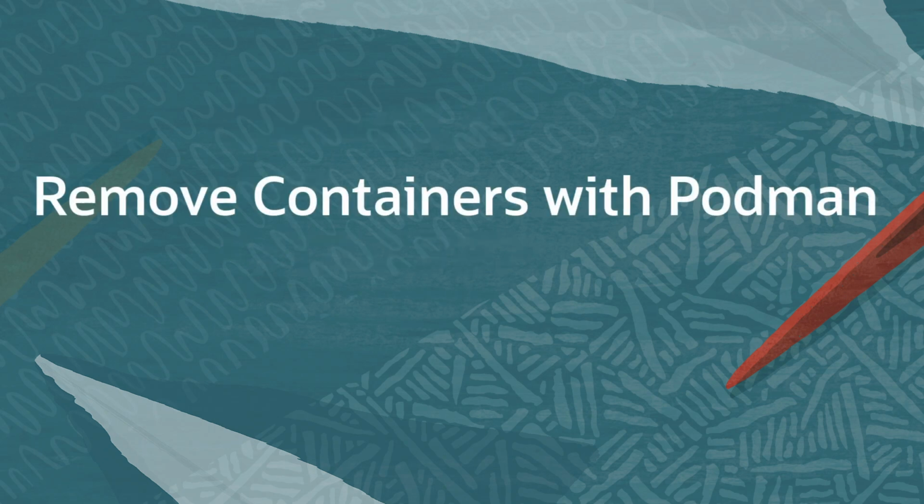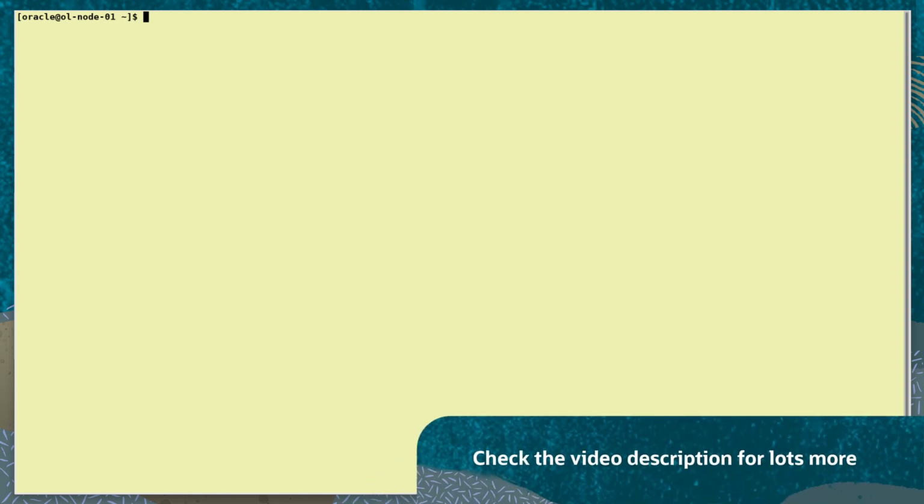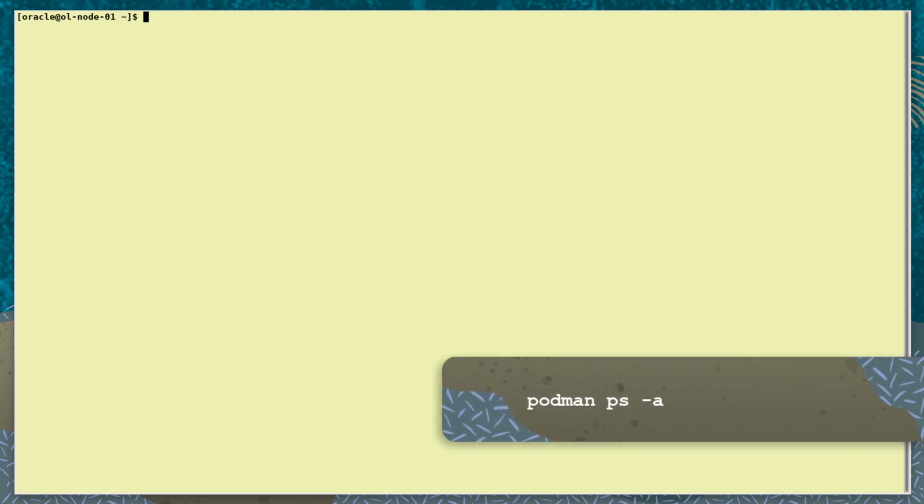In this clip, we will look at using Podman to remove containers. We already have a number of containers created using Oracle Linux images from the Oracle Container Registry, which are in various started and not started states. So first, let's see the containers on our system, regardless of the running or not running status.